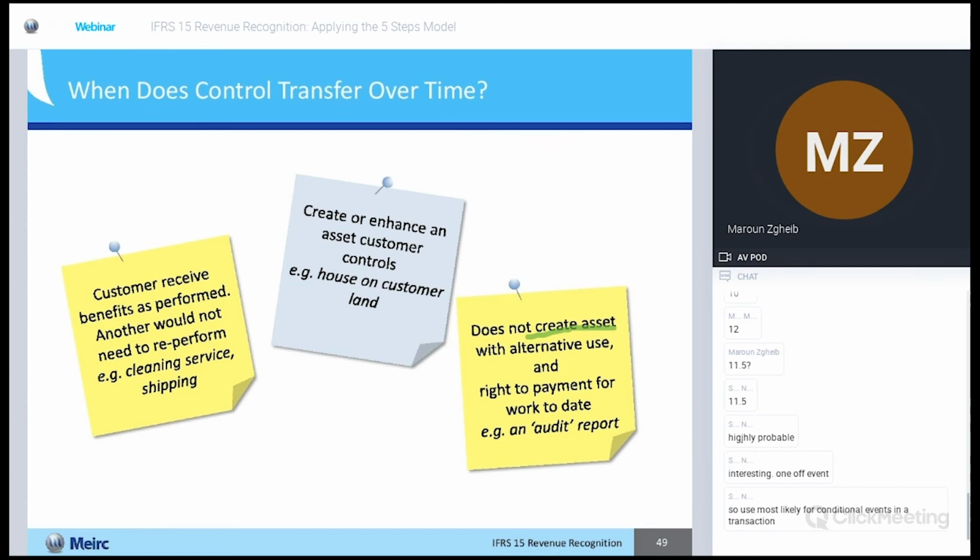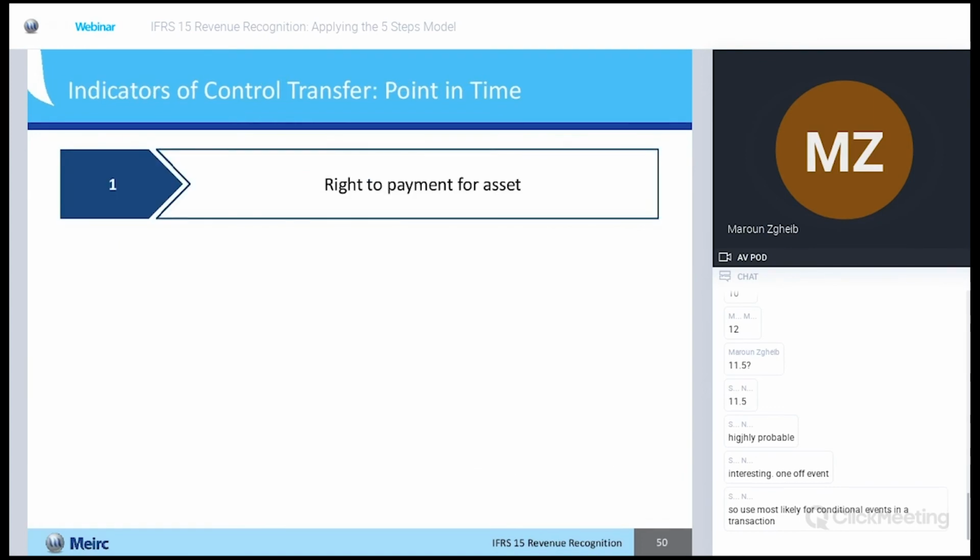So the difference between the old standard and the new standard is that based on the old standard, the real estate developer had to wait to deliver all the asset to the customer, and then they recognize revenue. Under the new standard, this is not necessary. Since you are creating an asset and the customer is benefiting from those modifications of the asset, then we can recognize revenue over a period of time.